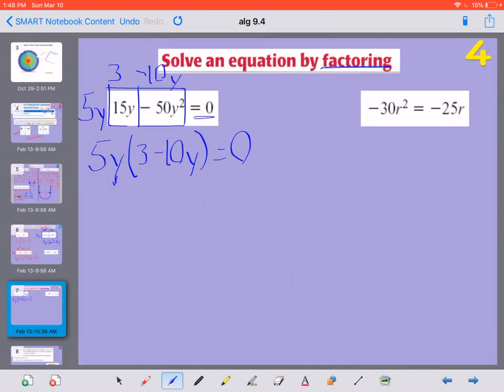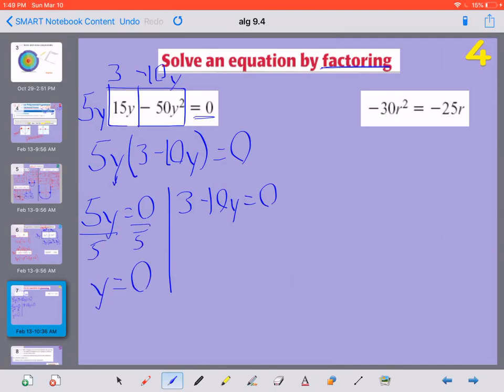Now we solve it. So we're going to set both of these two terms, or both of these two problems, equal to 0. So I'm going to have 5y equals 0 and 3 minus 10y equals 0. Well, if I divide by 5 here, y is going to equal 0, so that's going to be one of my zeros. Here I've got to do a little bit more, so we're going to subtract 3.